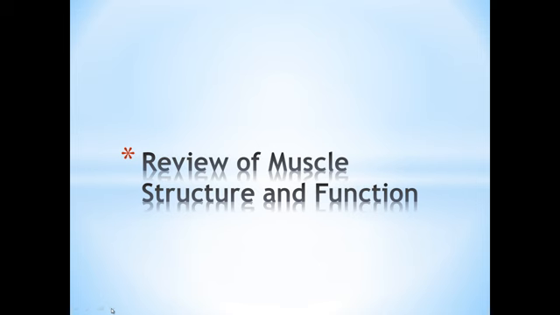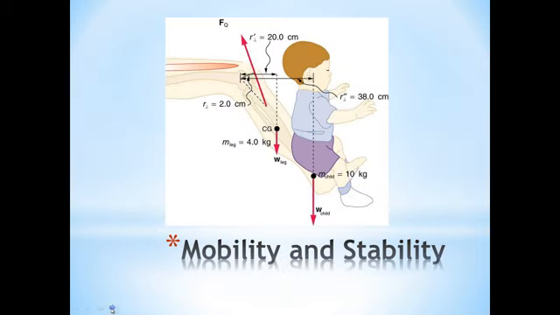So today we're going to talk about muscle structure and muscle function. And the skeletal muscles, like the bones, are designed to contribute to the body's need for mobility and stability. So muscle forces that are applied to the body have both a rotary and a translatory component.